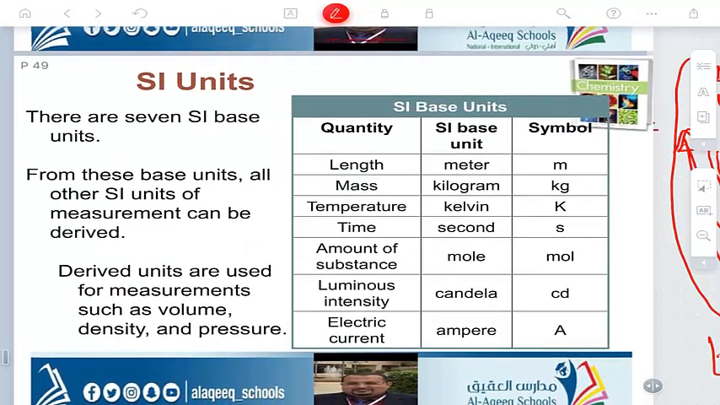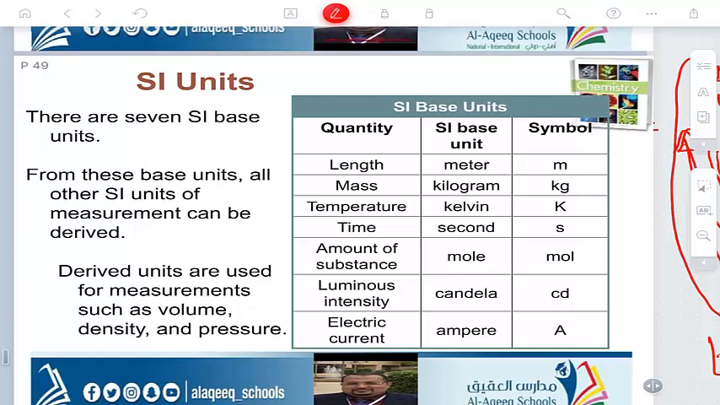SI units. What is meant by SI units? It's the Système International, or International System of Units. It's like the French system. You studied that before. I just remind you.